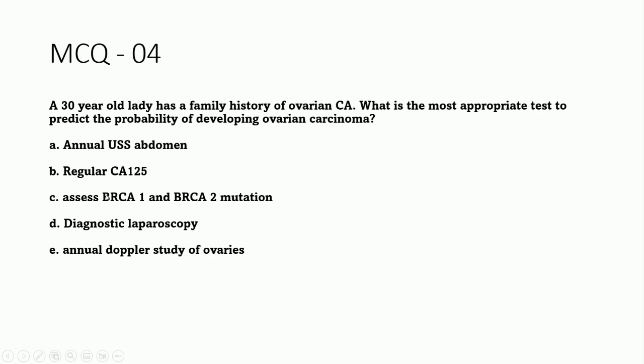But I already told you BRCA1, BRCA2 is the most important one, because if the patient is having BRCA1, BRCA2, after the completion of the family, we go for prophylactic removal of tubes and the uterus as a preventive measure. So that is true. Diagnostic laparoscopy we are not doing as a predictive test, and annual Doppler we are not doing. So the answer is BRCA1, BRCA2. If a family member has BRCA1, BRCA2, there is a high risk of development of ovarian cancer. So the answer is C.